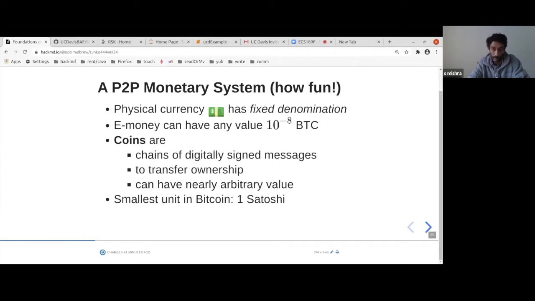Since it doesn't have physical currency, the currency can have any kind of denominations. You can choose what it says. In Bitcoin, for example, you can have numbers as small as 10 to the minus 8 Bitcoin. That's the smallest integer. The 1 in Bitcoin represents one hundred-millionth of a Bitcoin, and that's called a Satoshi. Coins are just digitally signed messages. And when you sign a message, you basically transfer ownership of your coin to whoever you are giving it to. And they can have nearly arbitrary value except this lower bound here, 1.